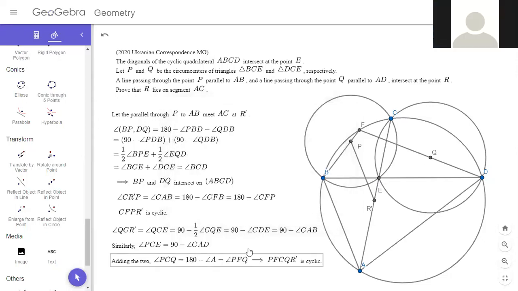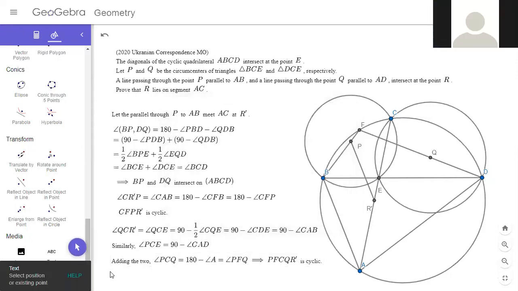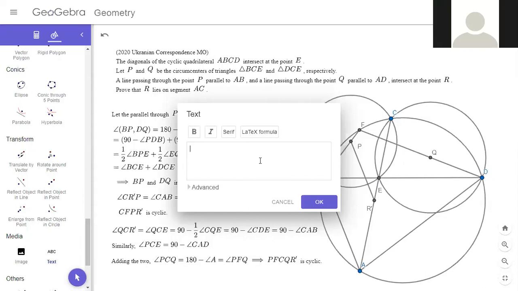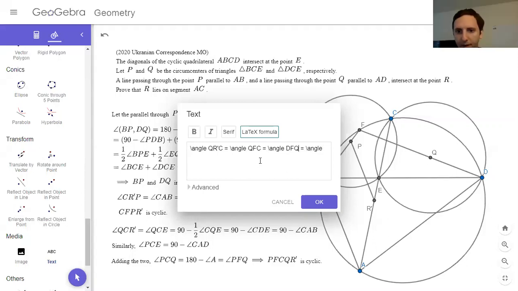Now we can directly angle chase angle QR prime C. All right. So QR prime C is equal to QFC, which is equal to DFC, which is DAC, and we are done. DFC, and that's equal to DAC. And so QR prime is parallel to AD.